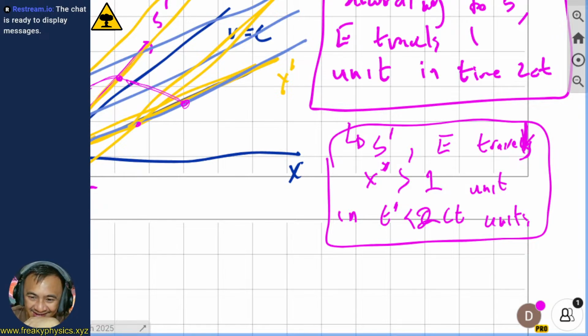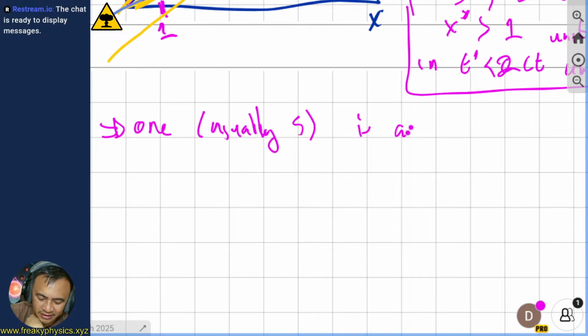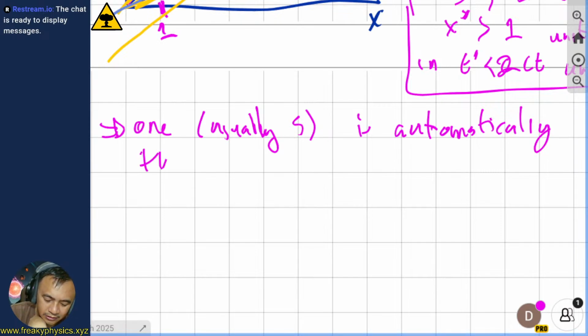Wait, sorry. Okay, go ahead. I have a question. Go ahead. Okay, so we plotted this graph, but how do we know how to draw the lines for each, like the S prime and S? Okay. The S prime, oh, sorry, let's start with S. Usually S is automatically the normal grid, okay?